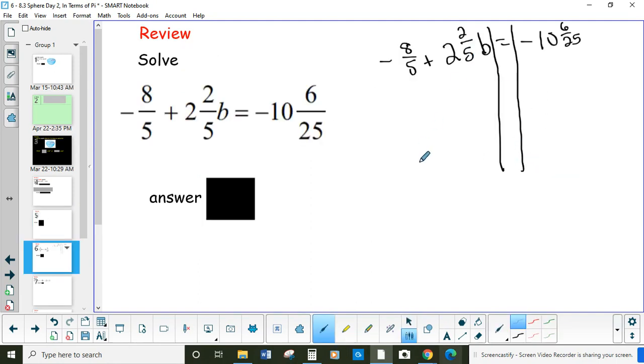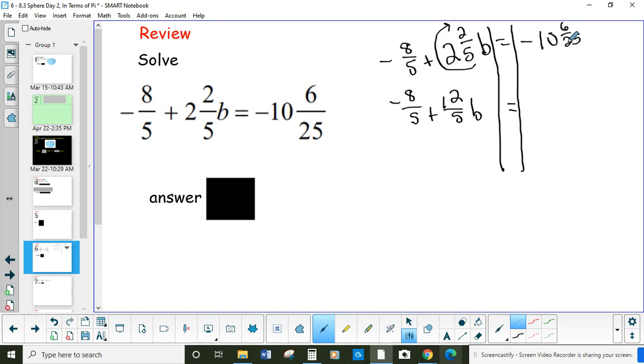Whenever dealing with fractions, just make everything a fraction. Okay, so -8/5 is already a fraction. Remember what I said? Put the negative up top so you know what to do with it. 2 2/5 is not a fraction yet, so I start on the bottom. I multiply. 5 times 2 is 10. Then I add 10 plus 2 is 12. So I got 12/5 b.